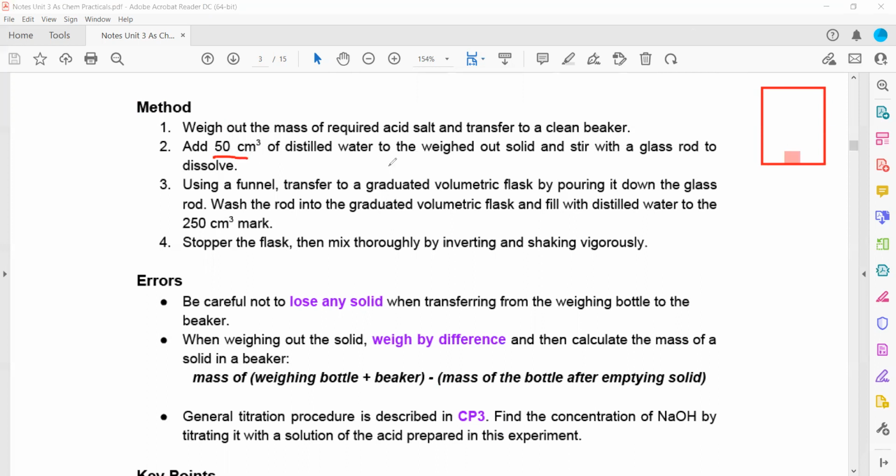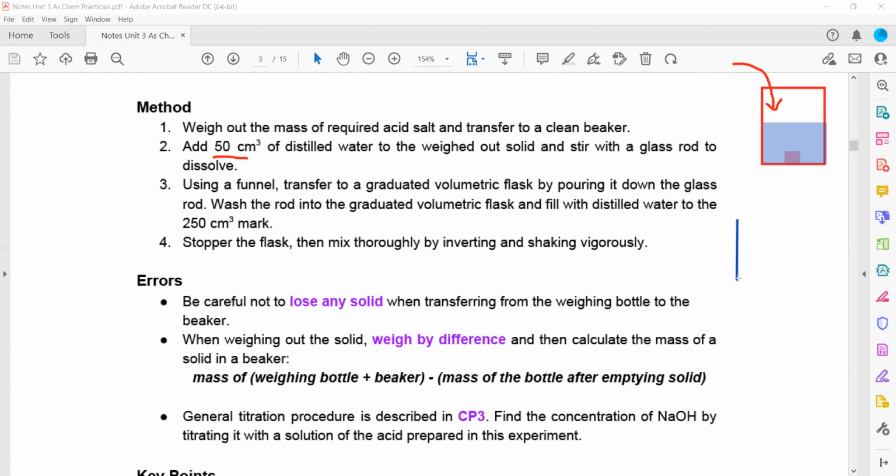Then add about 50 cm cube of distilled water or deionized water. We add water and stir. When we add water and stir, the salt will dissolve. It will disappear. Then using a funnel, transfer it to a graduated volumetric flask.